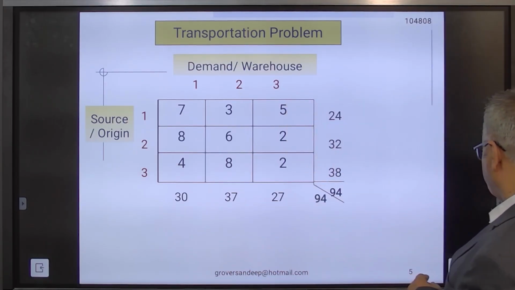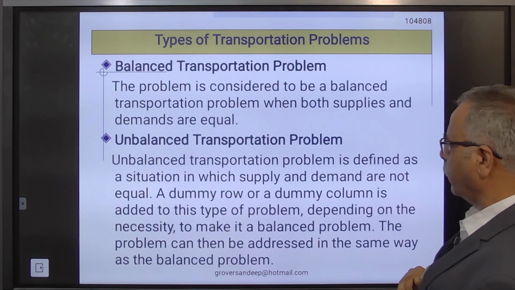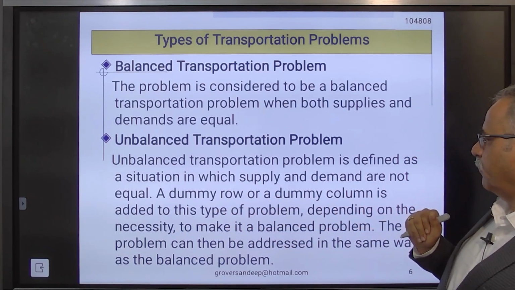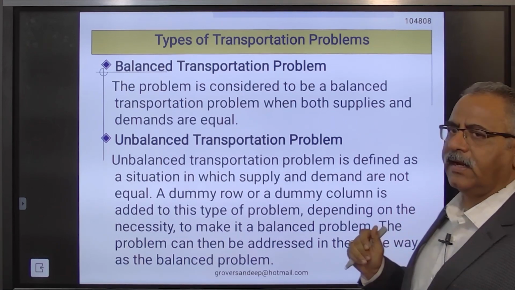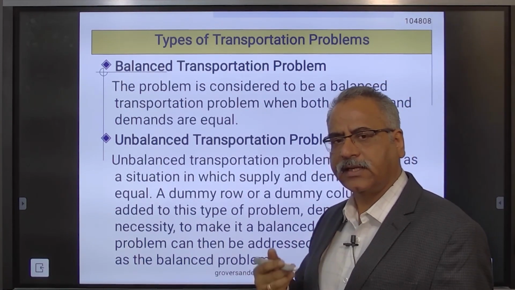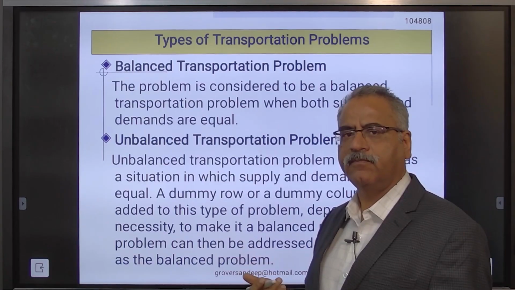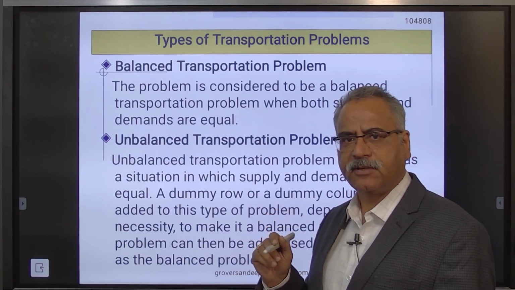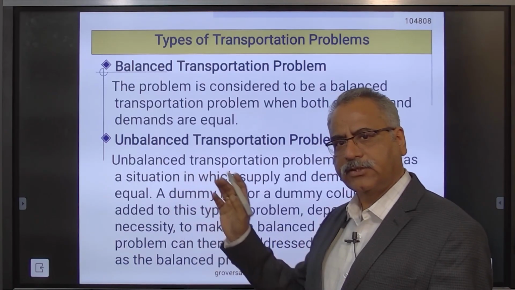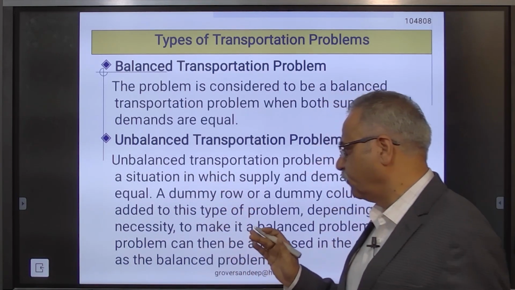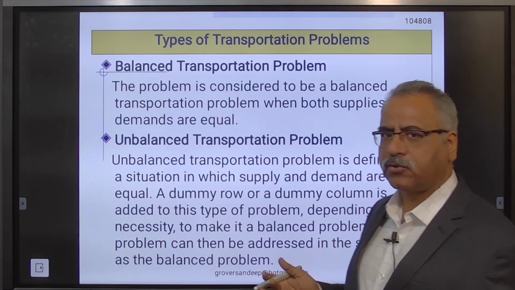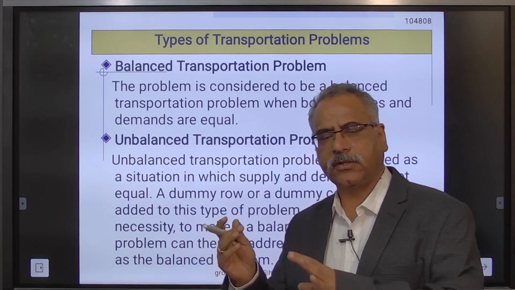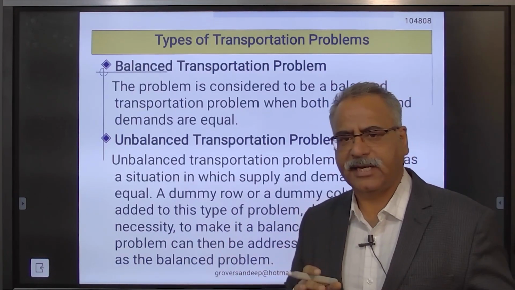Now in the case of an unbalanced transportation problem also, where the supply and demand are not equal, you can always add a dummy row or a dummy column, depending on the necessity, and then you can make it a balanced problem. So you can create an additional row or an additional column, which will be a dummy row or column, which means the cost of transportation in that case will be 0, and accordingly the units that are required from supply or demand can be put in, and then you can address that problem as you are addressing a balanced problem. Why? Because now you have converted that unbalanced problem into a balanced problem, fine.